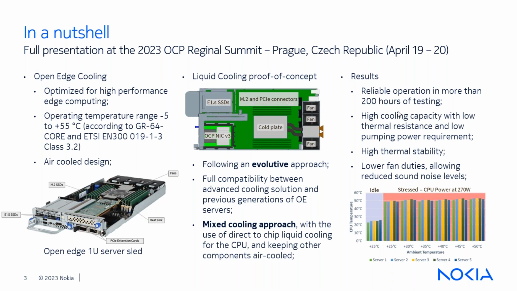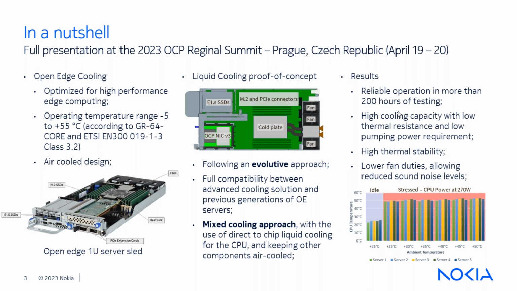We achieved high thermal stability, with the CPU keeping a constant temperature even at high ambient temperatures. And a lower fan duty, since the CPUs are the components that require the most cooling. Also, by using the cold plates and cooling the CPU, we are helping to cool the board itself, and this helps other components, such as the VRMs and the DIMMs that are next to the CPU, to be kept at a lower temperature, since this whole region is kept cooler with the use of the cold plates.